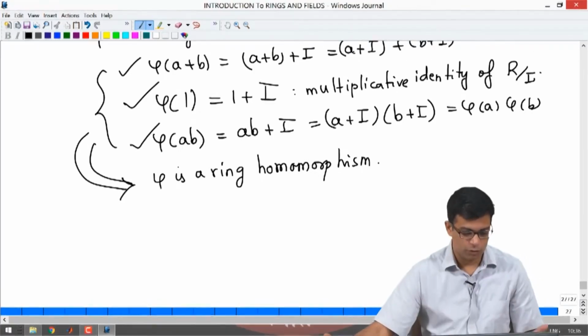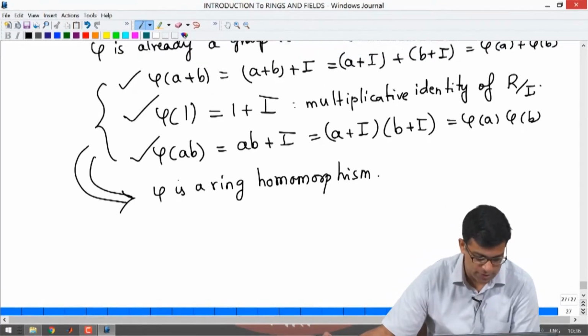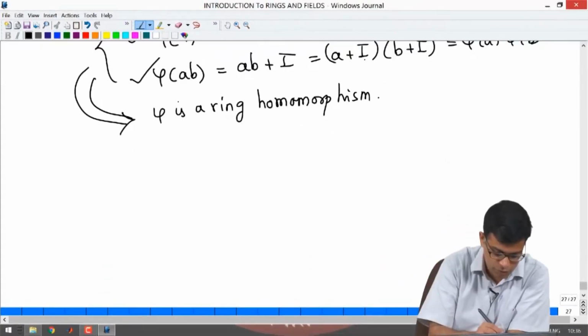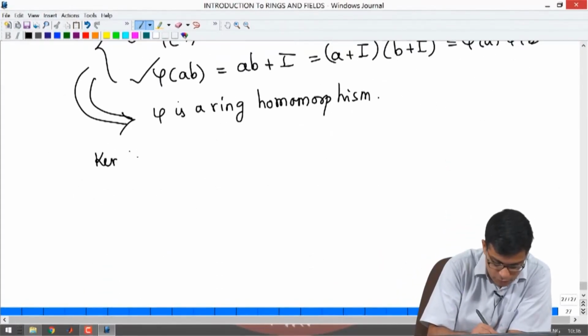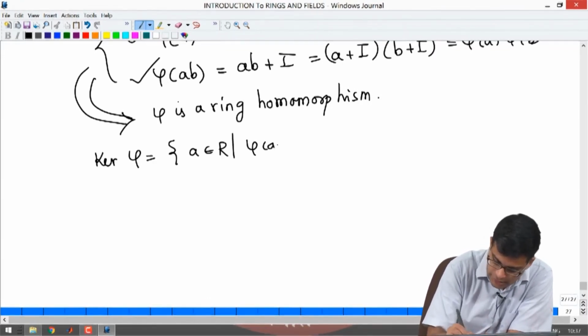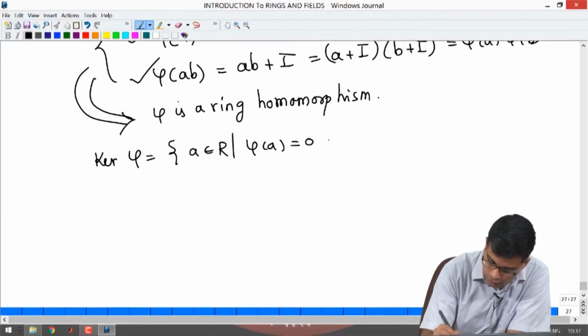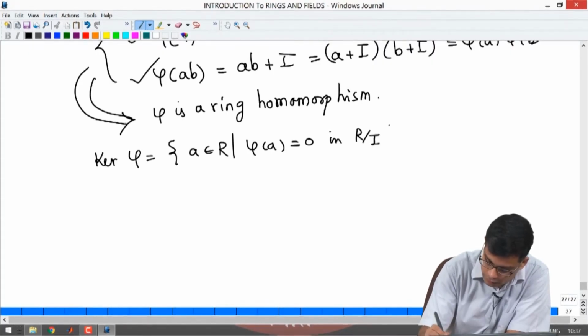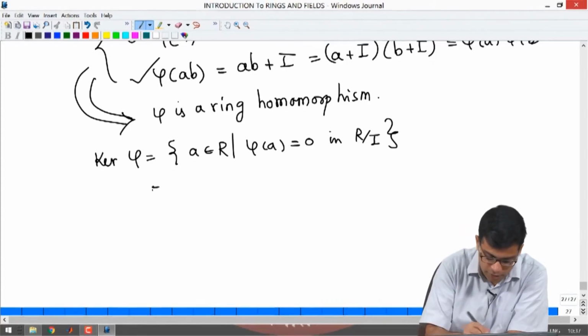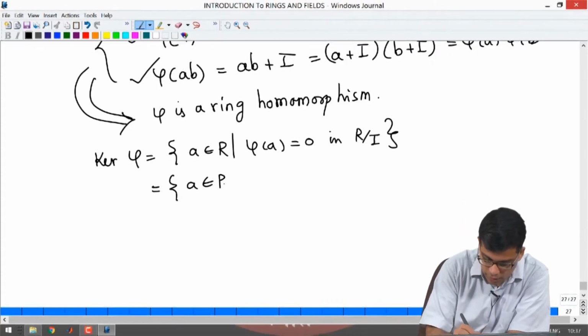Okay. So, now the last thing, what is the last thing in the theorem? Kernel of phi is I. So, what is kernel of phi? It is all elements a in R such that phi(a) is 0 in R mod I, because phi is a map from R to R mod I.